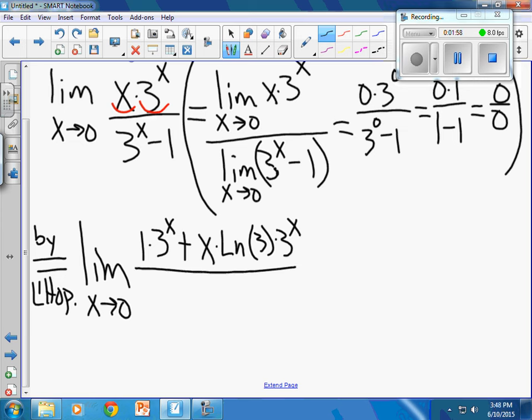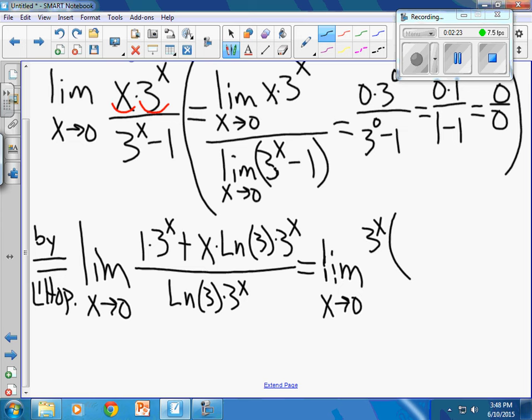The derivative of 3 to the x is natural log of 3 times 3 to the x. The derivative of 1, of course, is 0. Notice here in this particular example, we're able to now factor out a factor of 3 to the x from the numerator. Both terms of the numerator have a factor of 3 to the x. So we factor that out, and we have 3 to the x times 1 plus x times the natural log of 3.